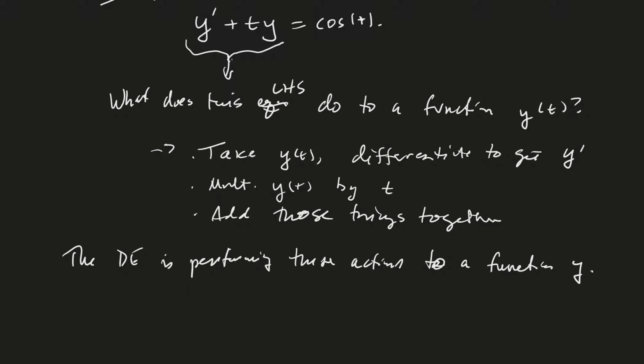So just for example, let me introduce a notation. Maybe I'll call this f. And so f of y then is going to be my operation for my differential equation. And in this case, f of y is going to be take the derivative and then add it to t times y of t. Notice that I'm really just rewriting this left-hand side, right?